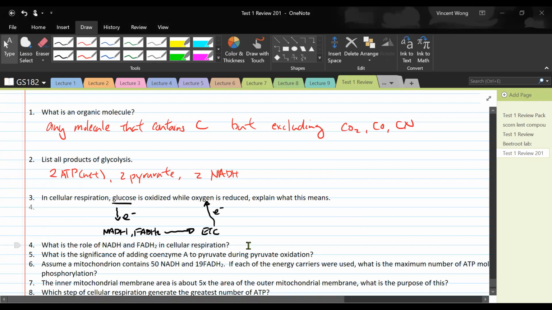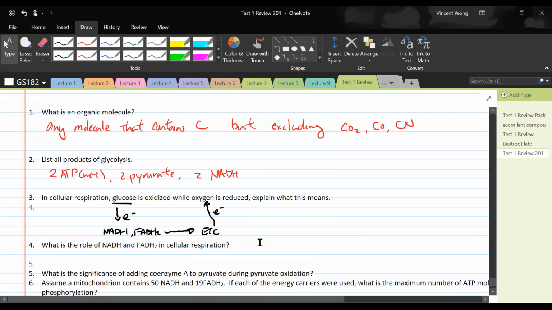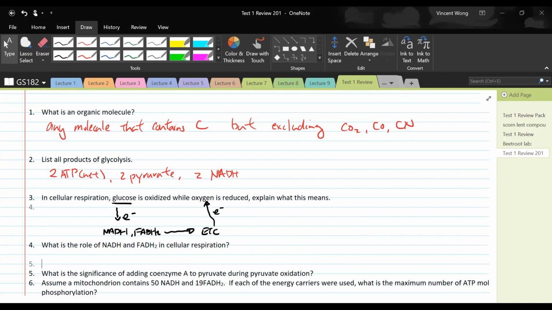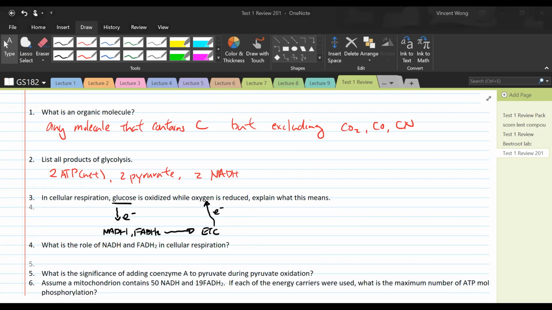What is the role of NADH and FADH2? I just told you, right? They transport electrons that are released from the first 3 steps, and then they basically take them to the ETC, right? Where you can harness the energy and use it for cellular respiration. Sorry, use it to pump H plus across the cell membrane and generate the gradient, right?